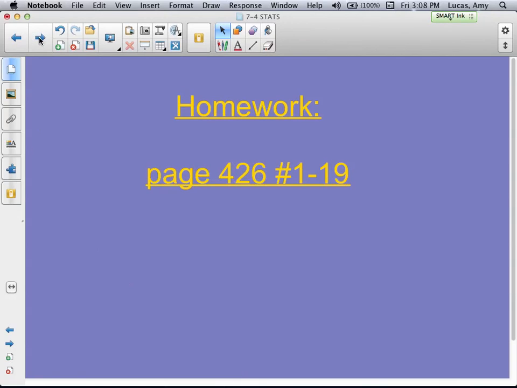You should be able to write a summary now, and here are your homework problems. Be careful with the directions. Make sure that you go back to your notes when the directions change so that you are answering the problems correctly.